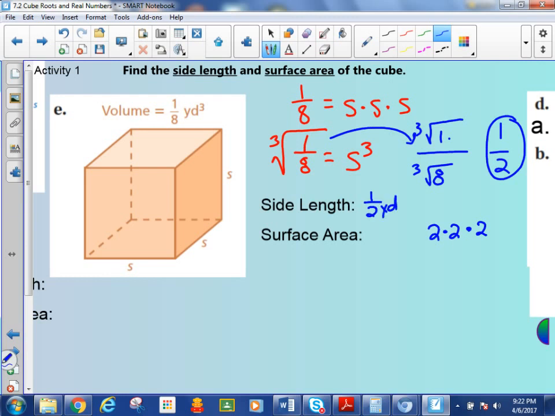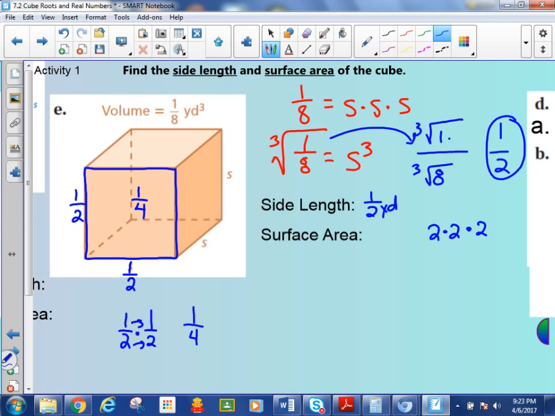Okay, now surface area. So I'm going to substitute in 1/2 where I have. To do surface area, remember we're going to find the area of one of the sides. So if I have to find the area of that blue square, I would do 1/2 times 1/2. So when I do that, I get to go straight across. 1 times 1 is 1. 2 times 2 is 4. My area is 1/4.